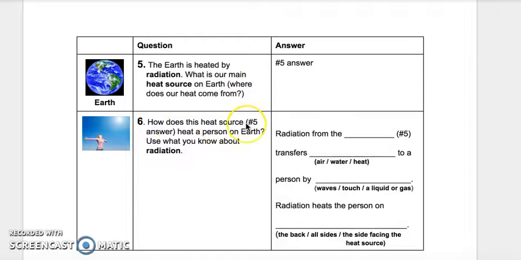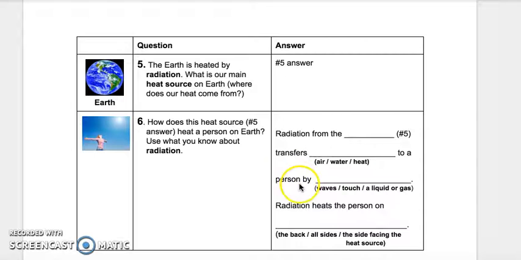Then you're going to use this number 5 answer for number 6. How does this heat source, what did you put for number 5, heat a person on the earth? So look at this person. She is getting hot right now because of our heat source. Use what you know about radiation. So here's where you're going to fill in your answer. It says radiation from the, what did you write for number 5? Put it right here. Radiation from the blank transfers what? Does it transfer air? Does it transfer water? Or does it transfer heat to a person? By waves, by touching, or by a liquid or gas?